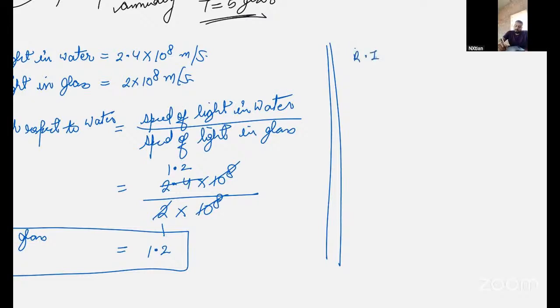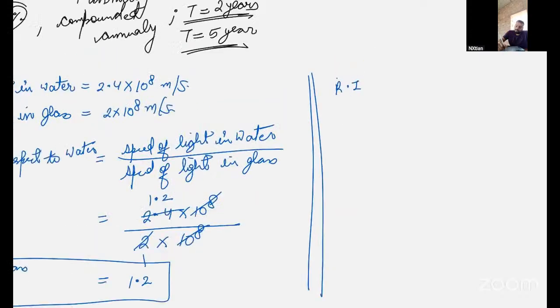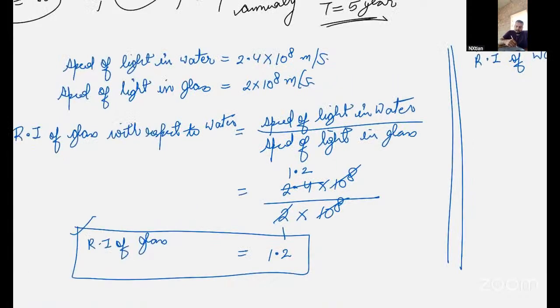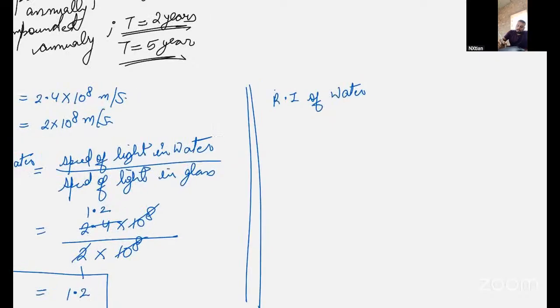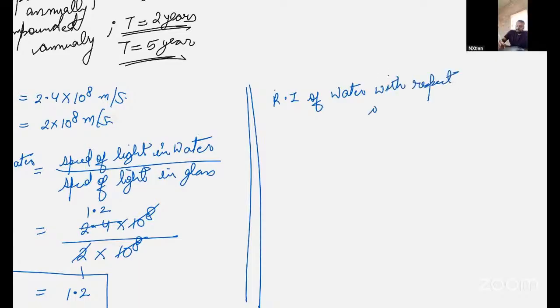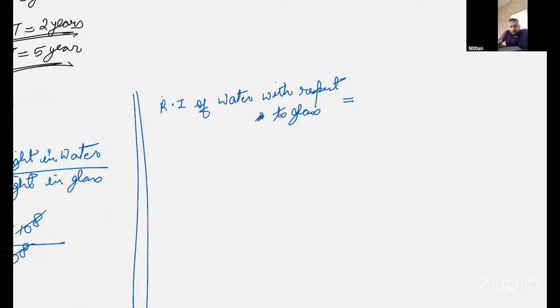No, no. First, what question was there? The question was refractive index of glass with respect to air. No, no, we did this. Glass with respect to water, we did this. Now, your question was refractive index of water with respect to glass. Okay, sir. Now, can you tell me the formula for that? What formula will you make?